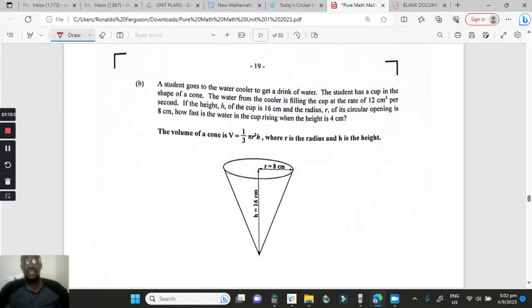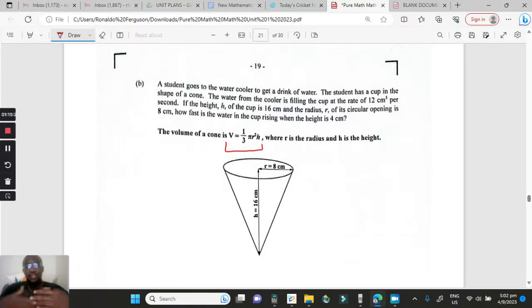So first thing, this is a connected rates of change question. Now always start with the hint they give you. Once they give you volume, then you're good to go. You know that we're working out the rate. How fast is the water rising? How fast? All right.